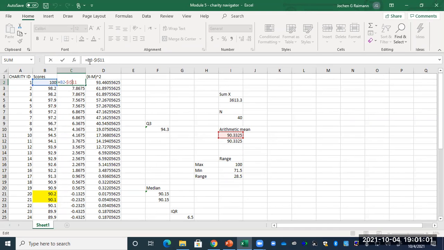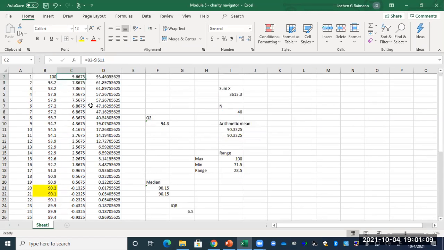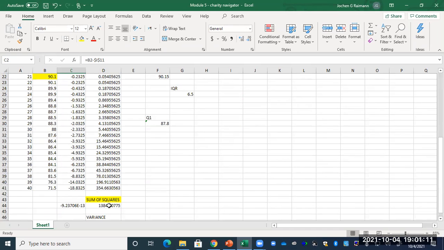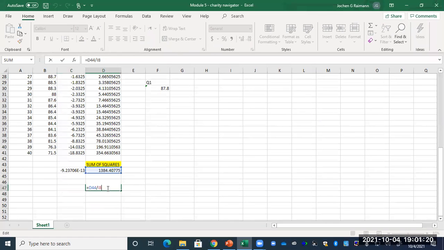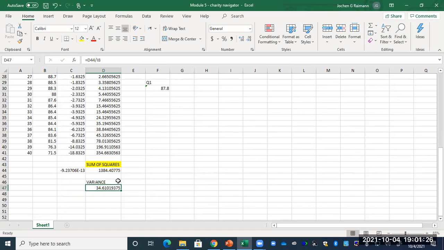Any questions? No? Yes. For the sum, you just add everything in the column. So the sum of squares is the sum of all squared deviations. And dividing this sum of squares by the sample size gets you the variance.